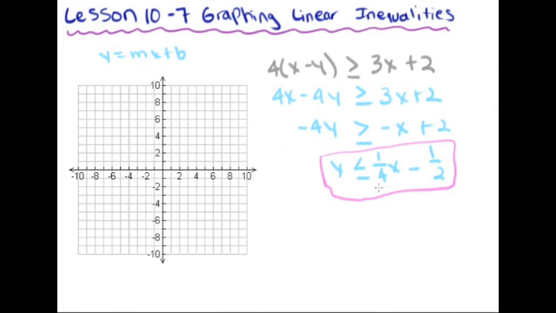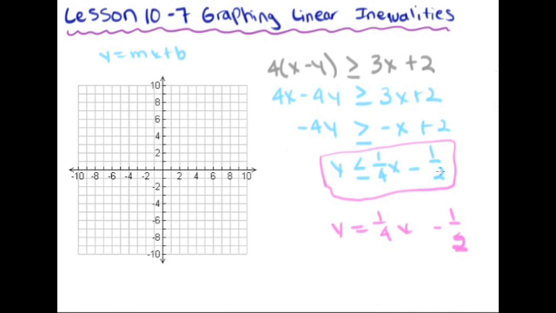Now all we have to do is graph a line. We have to graph a line with an equal sign instead of the inequality. So you have to think of the line as y is equal to 1/4 x minus 1/2 and graph it. But then that's not the end. So let's graph it first.